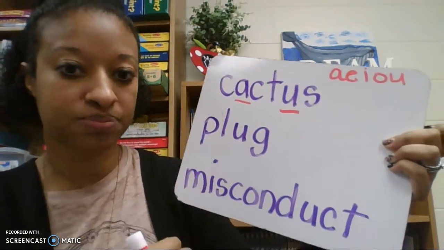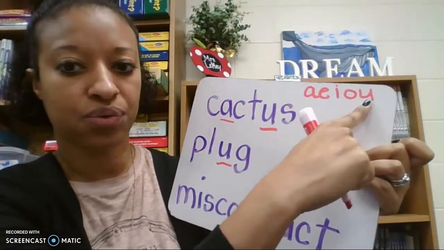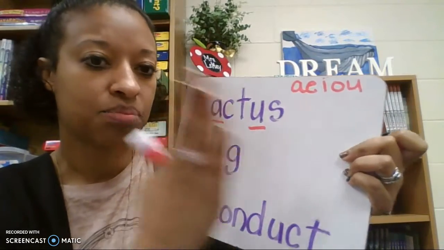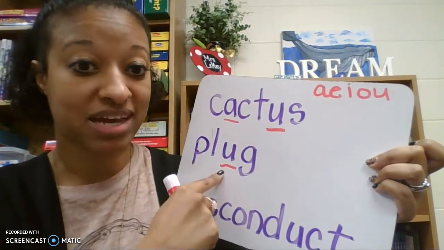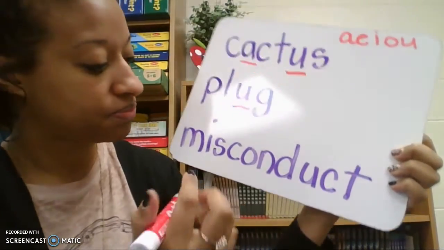Okay, let's look at this word. Well, I only see 1 vowel, a U. This is the word plug. Plug. Well, guess what? It only has 1 syllable. 1 vowel sound, one syllable.